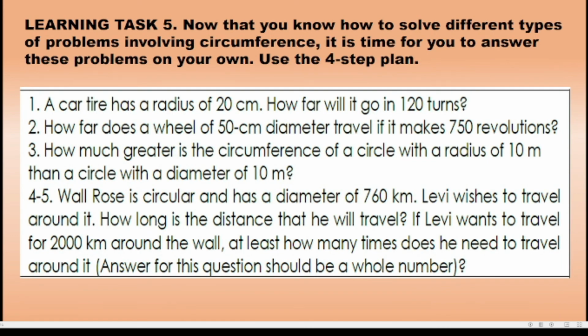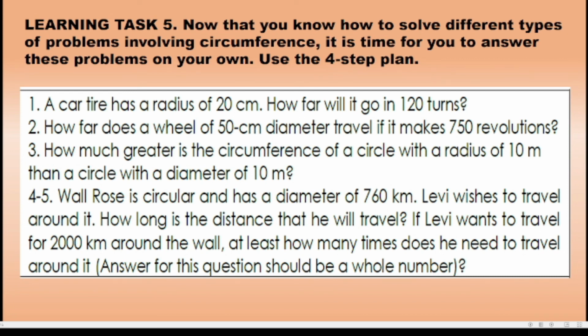And now for our learning task number 5. Now that you know how to solve different types of problems involving circumference, it is time for you to answer this problem on your own. Use the 4-step plan. I will read number 1 for you. A car tire has a radius of 20 cm. How far will it go with 120 turns? Number 2, how far does a wheel of 50 cm diameter travel if it makes 750 revolutions?